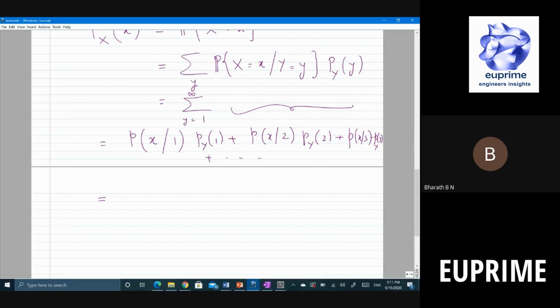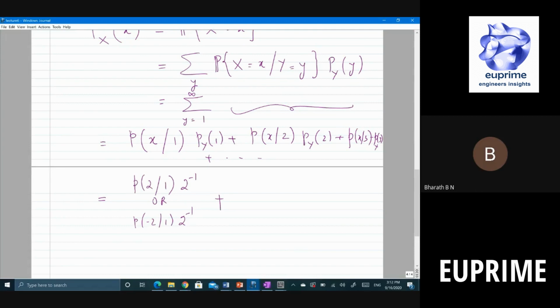What will be p_X? X will take 2 or minus 2. Exactly, right? So it will take 2 or minus 2. So I'll write it like this. So p of 2 given 1, times p_Y(1). What is p_Y(1)? 2 power minus 1. Or p of minus 2 given 1, times 2 power minus 1, right? This is the first term.